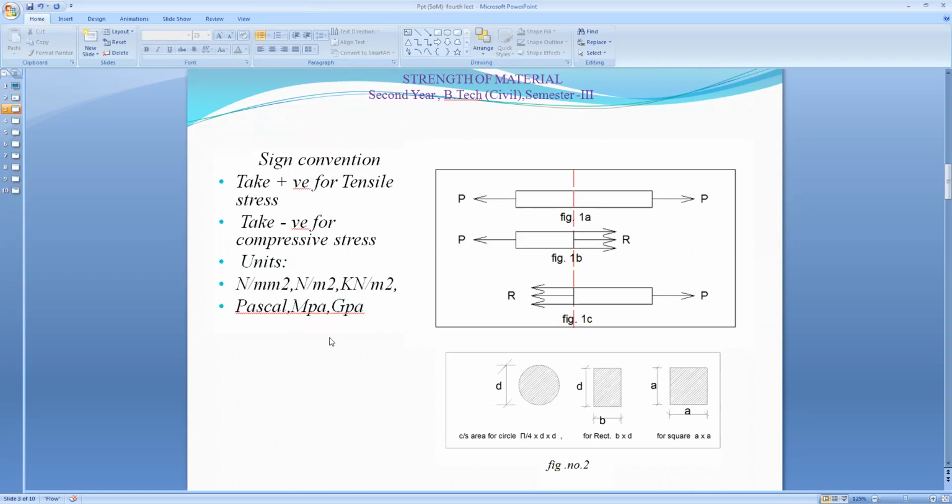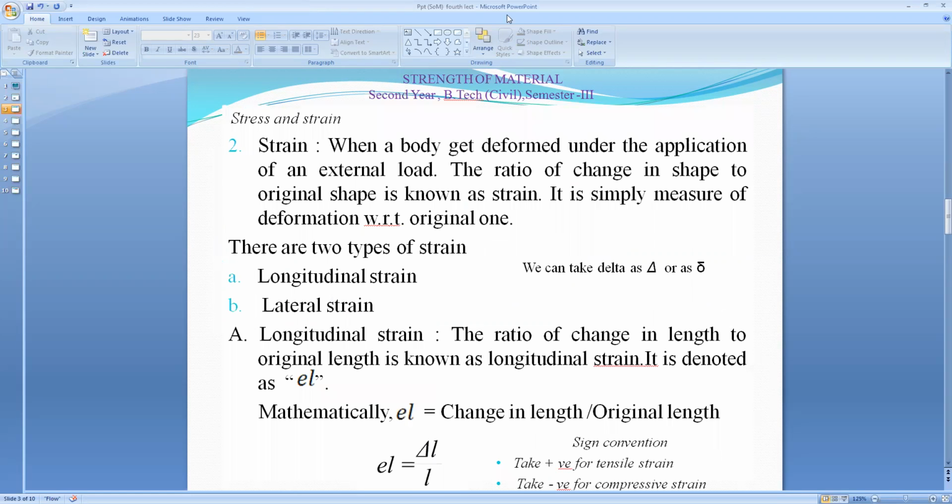So we should consider that Pascal is also a unit. Pascal was the mathematician who innovated such a unit. 1 Pascal is equal to 1 Newton per meter square. So you should keep in your mind that 1 megapascal is equal to 1 Newton per mm square. So after completing the stress concept, let me go for the strain.